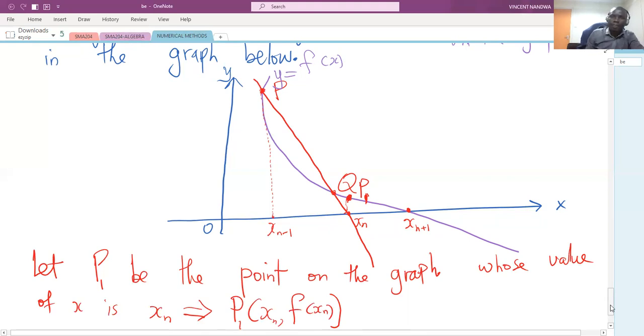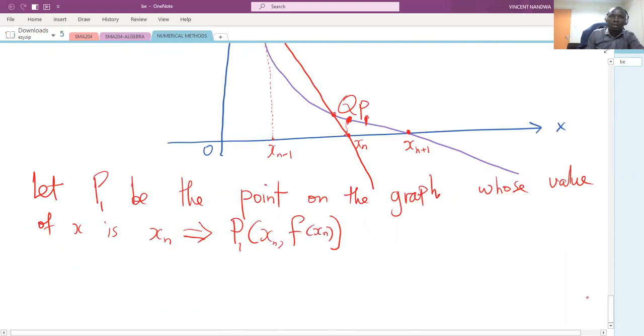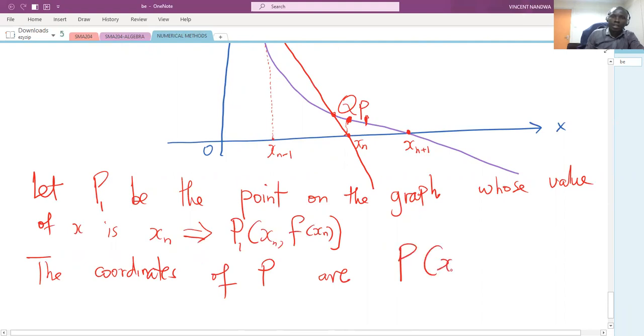Because this point xn minus 1 on the x-axis is the same point as P here, the coordinates of P are: the value of x is xn minus 1, and because it's on the graph, the function value is f of xn minus 1.